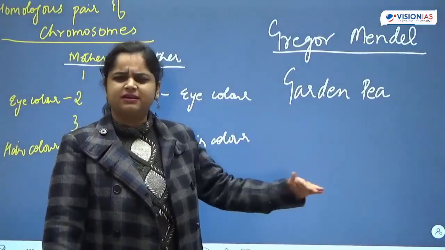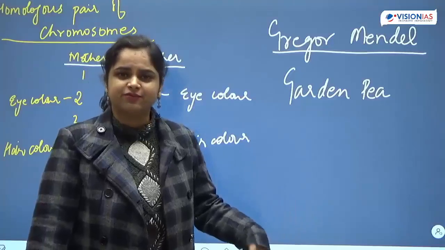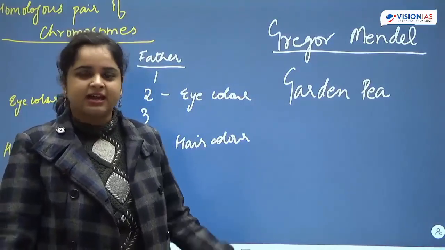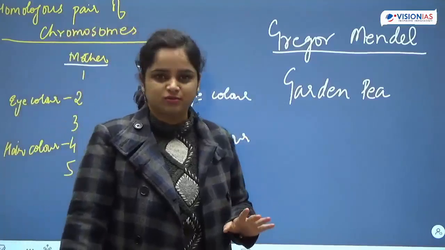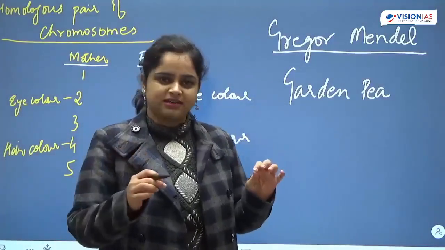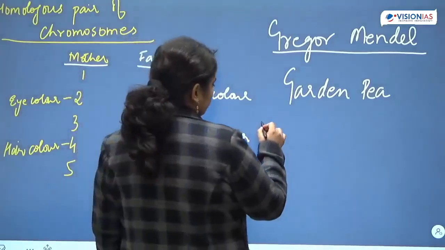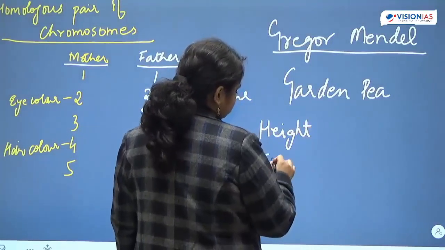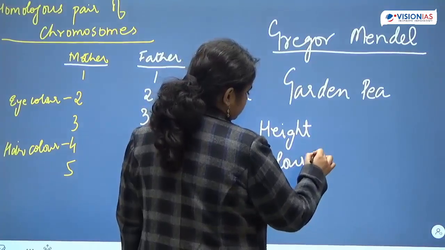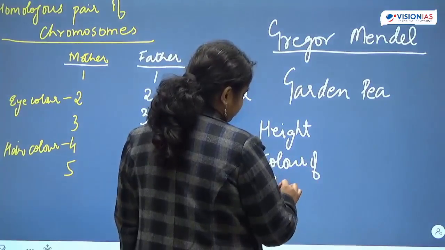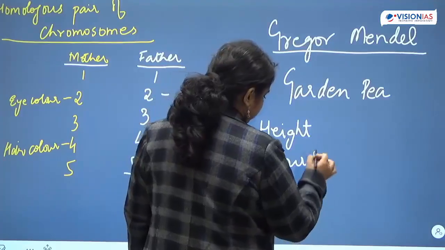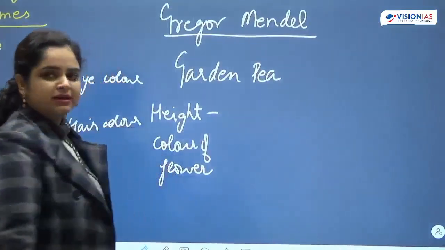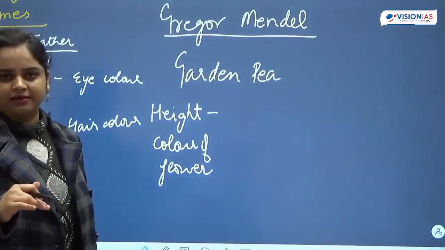Of course, this experiment and its details are not necessary for you to know, but this is going to help in the understanding. And then we are going to apply this on human beings also. So please pay attention. Let's try and understand what happened. Mendel studied different characteristics of the garden pea, like height, color of flower. And for each of these characters, Mendel found out that there are two contrasting traits.